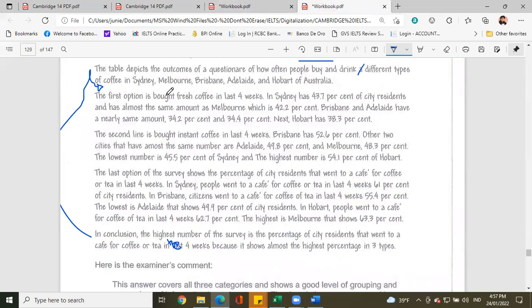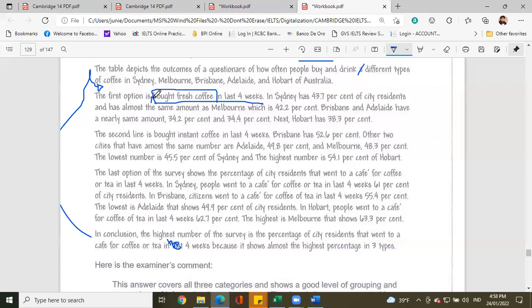Let's see the body paragraph. The first option is bought coffee in. Okay. So the phrasing is already wrong, guys. It's like as expected, grammar. So maybe the first option, I wonder how you should phrase that. Maybe the first finding reveals. Or maybe with regard to the option of buying fresh coffee in the last 4 weeks. You'd be wrong to say, bought fresh coffee.